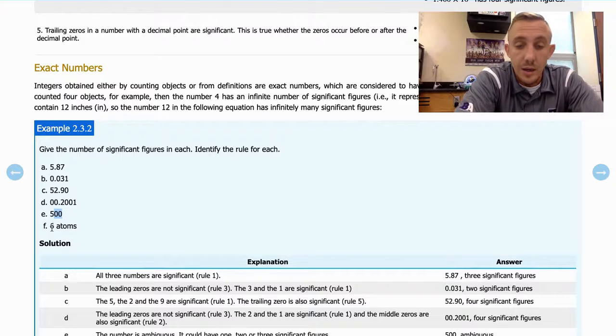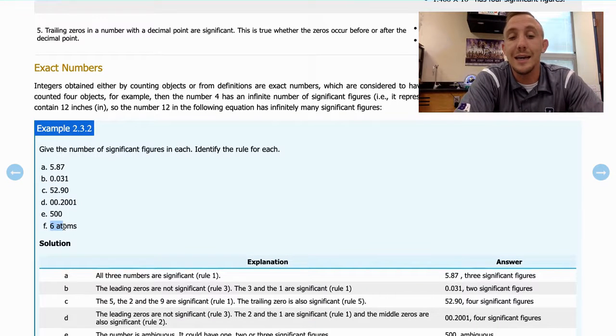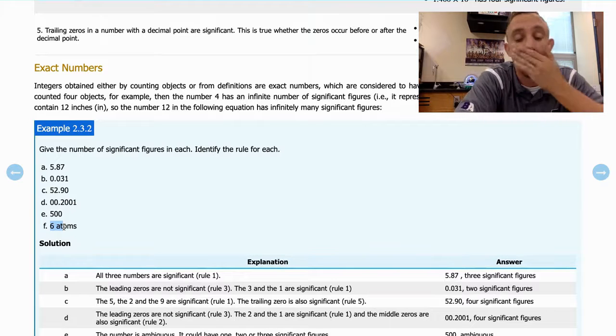Okay. And then we'll talk about counting numbers. That's a different rule, but because you can count, if I say I have 12 chairs in a classroom, technically I have an infinite amount of significant figures, and we'll talk about that on another day.